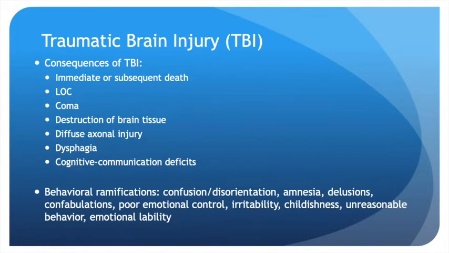Consequences of TBI might include immediate or subsequent death, loss of consciousness, coma, destruction of brain tissue, diffuse axonal injury, dysphagia, and/or cognitive communication deficits. With respect to behavior, the behaviors associated with TBI include confusion, disorientation, amnesia, delusions, confabulations (making things up), poor emotional control, irritability, childishness, unreasonable behavior, and emotional lability, or inability to control one's emotions.